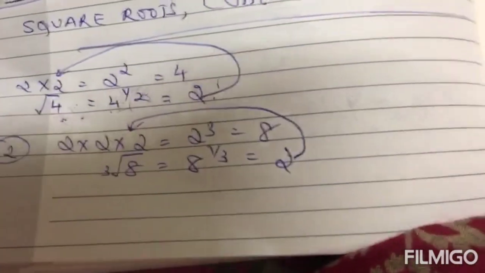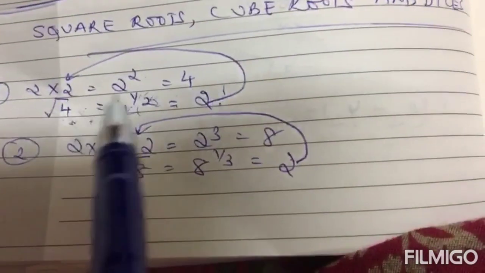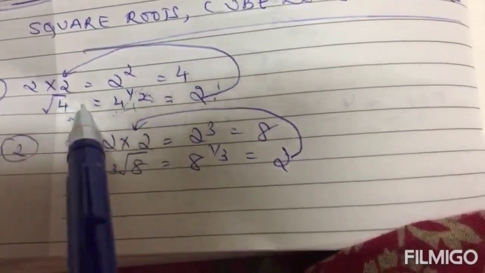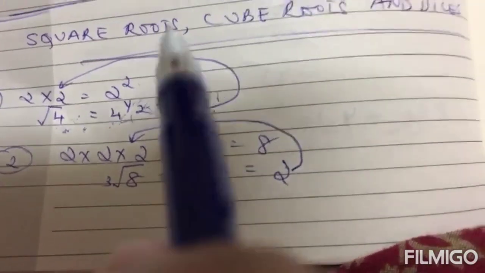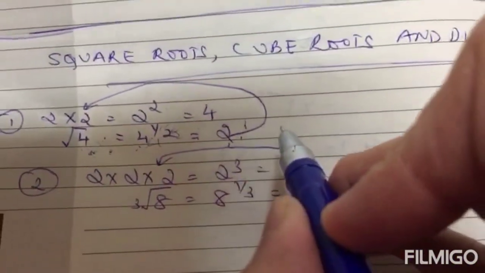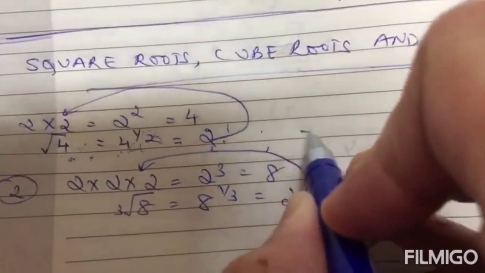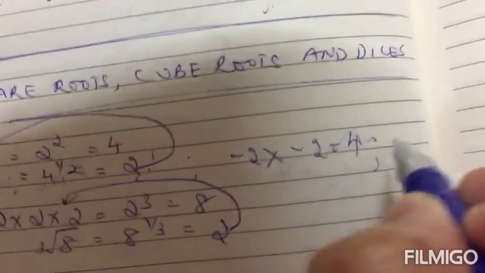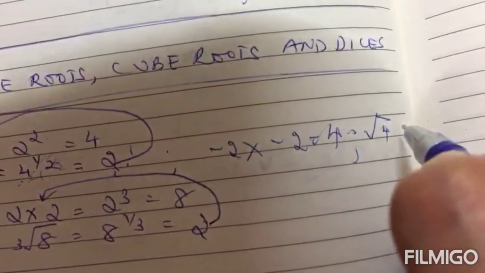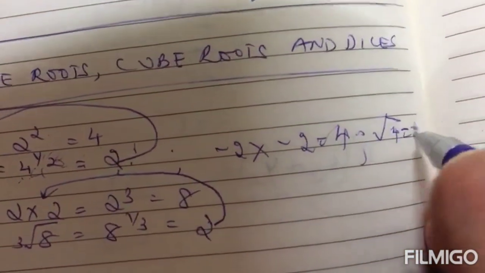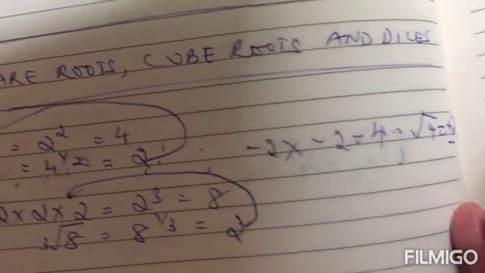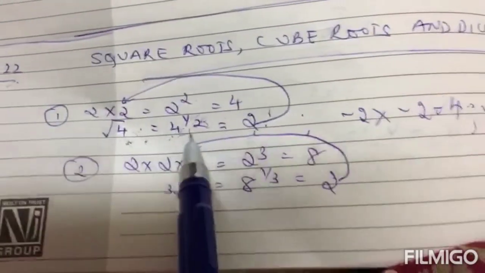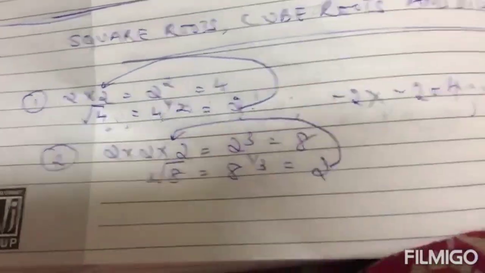Since this is a square root, the only number which when multiplied by itself gives 4 is 2. And yes, it can also be minus 2. Understood? Because minus 2 into minus 2 is equal to 4. Therefore, strictly speaking, square root of 4 should be plus or minus 2. But for now, just understand that square root of 4 is 2.